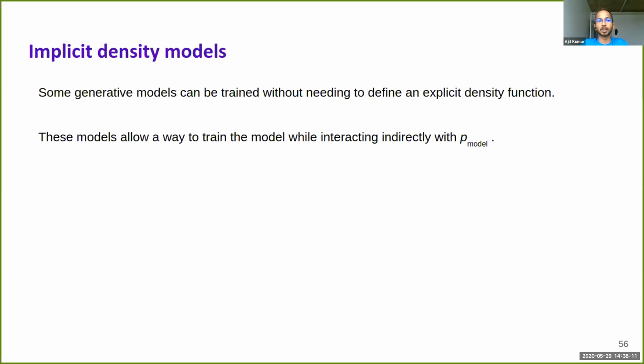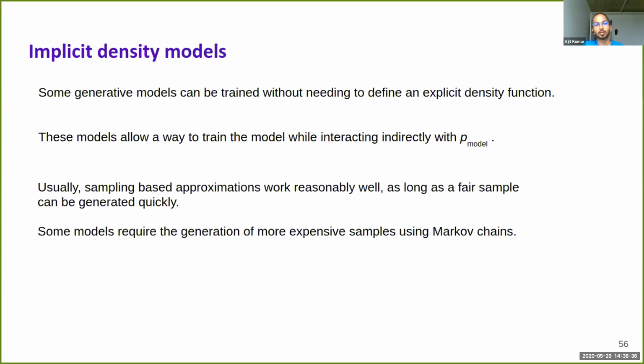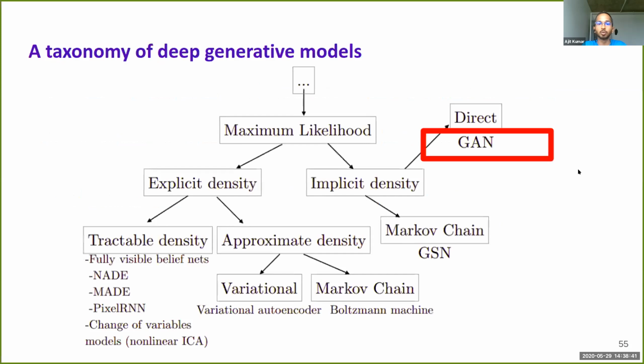In explicit density models, what we were trying to do is come up with a representation of a model ourselves, and then try to fit that model to the original training distribution that we had. In implicit density models, we don't have a notion of generating a model distribution, but we just need to be able to sample or generate new data. There are a couple of methods for that, let's say using Markov chains or just using direct methods.